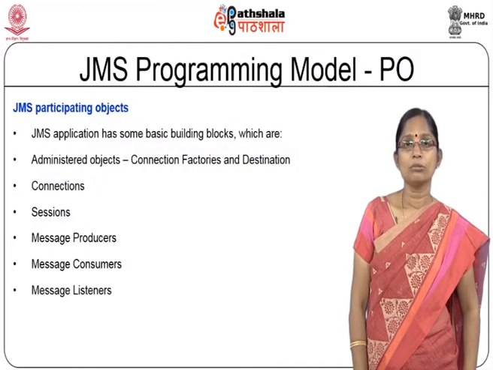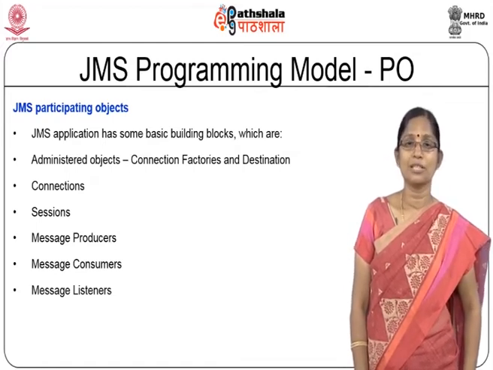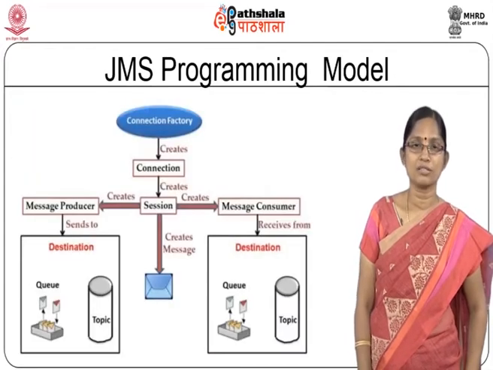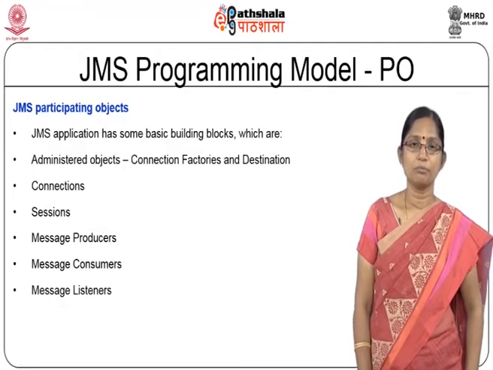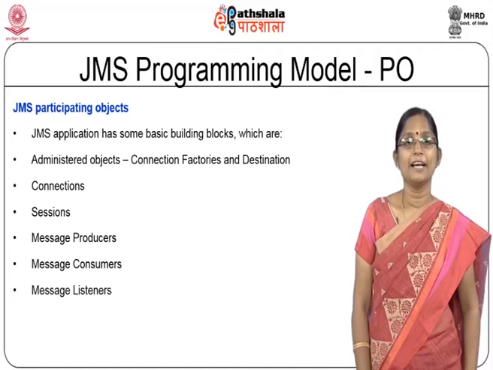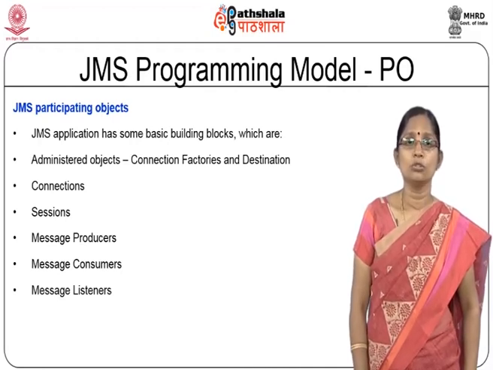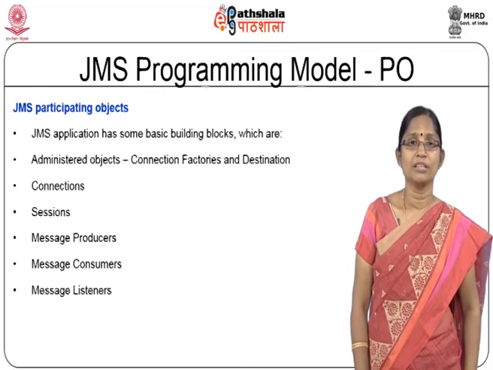Now let us look through the JMS programming model. I told you already that every JMS application should consist of the following building blocks. That is, it should consist of administered objects, where administered objects are split into two things: connection factories and destinations. Again, connections are required. Under the connection, sessions are there: message producers, message consumers and message listeners. Now let us go through each one of them one by one.